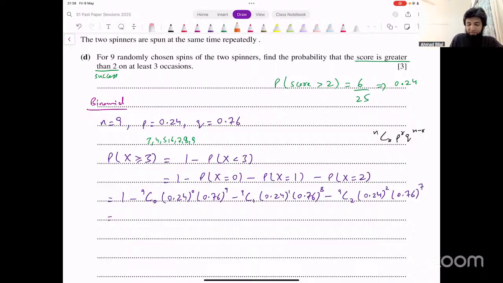So what we do is we say total probability is 1. We subtract from 1 the probabilities of 0, 1, and 2. We get rid of this from 1. So 1 minus all of that.